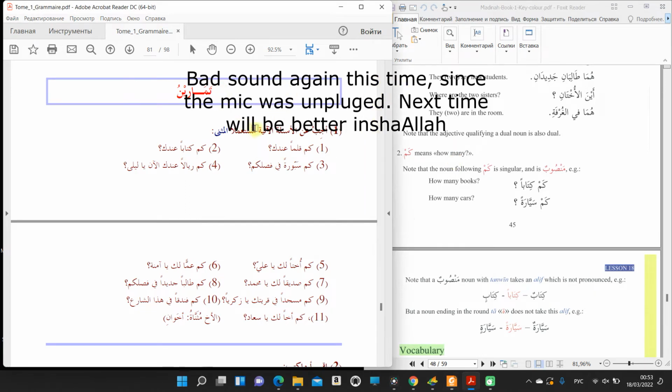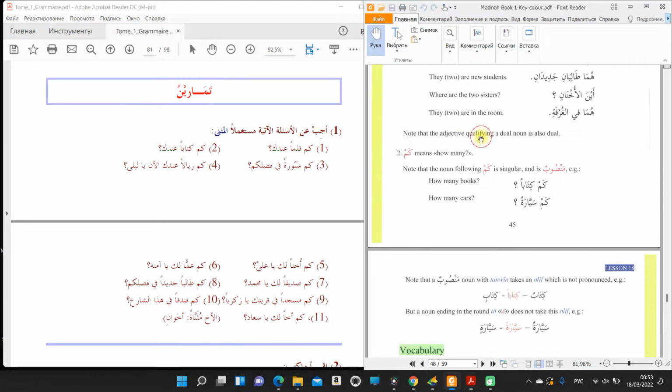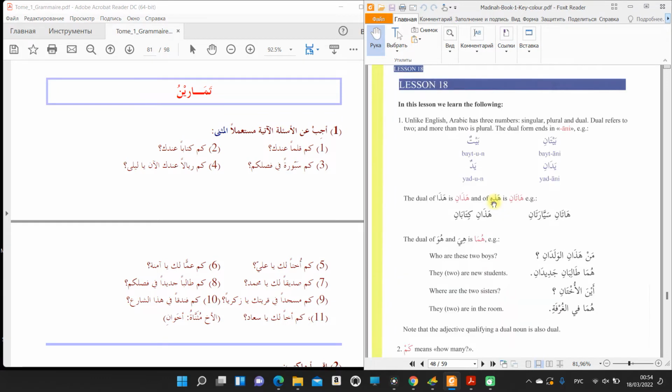Welcome to our, according to the book, 18th lesson. This lesson was about how to say how many, like how many books or how many sisters, how many brothers, how many cars do you have. And secondly, we learned what is the dual number.